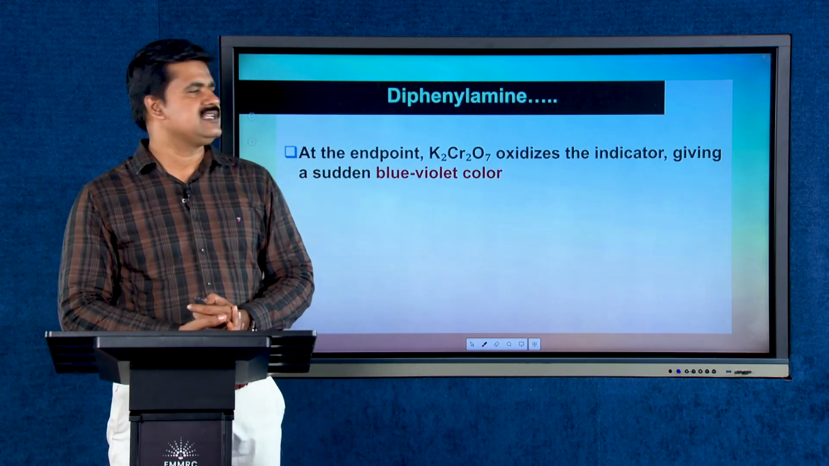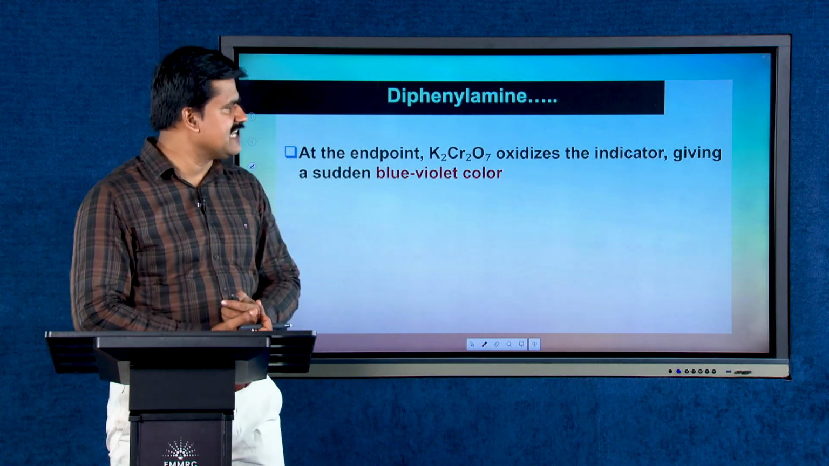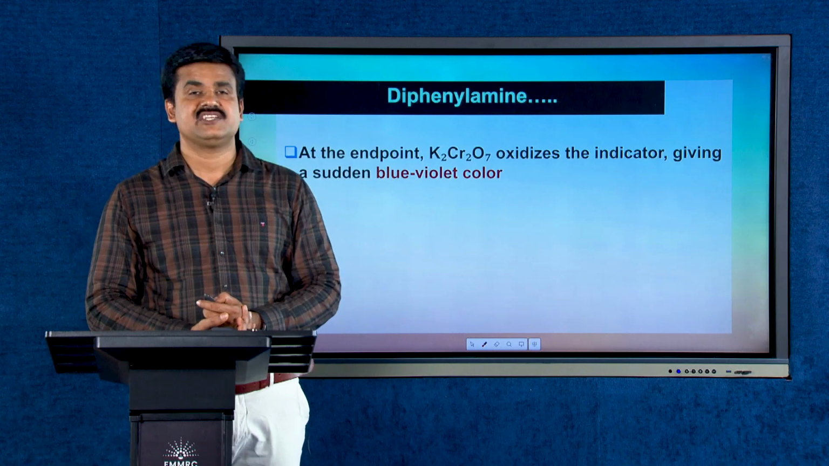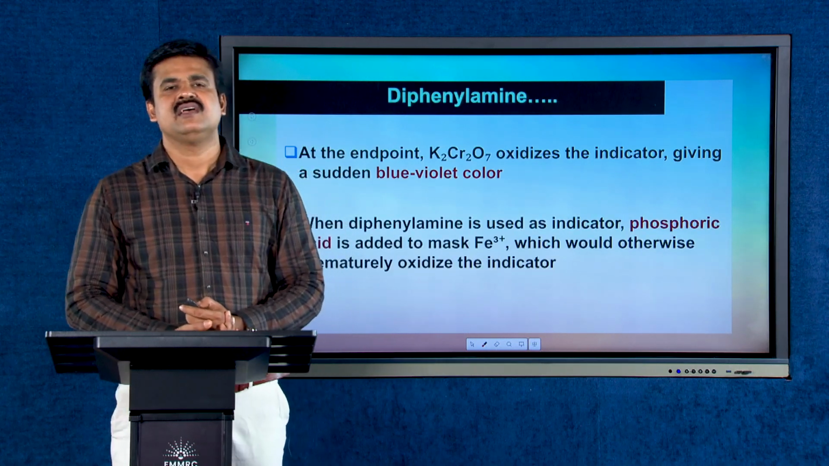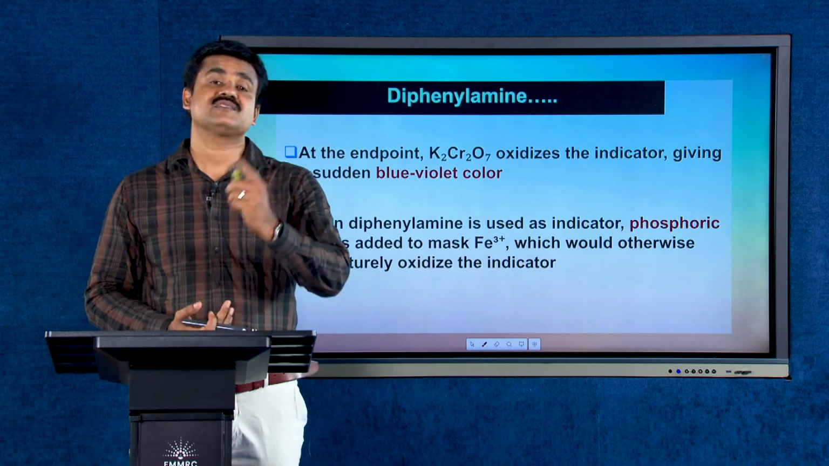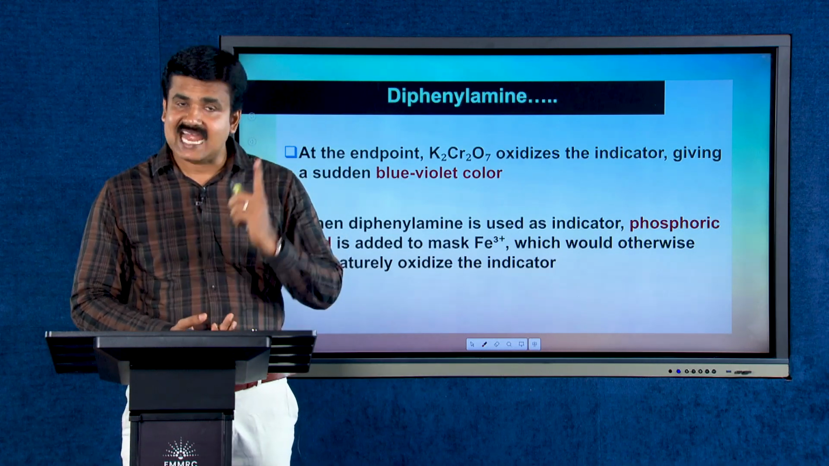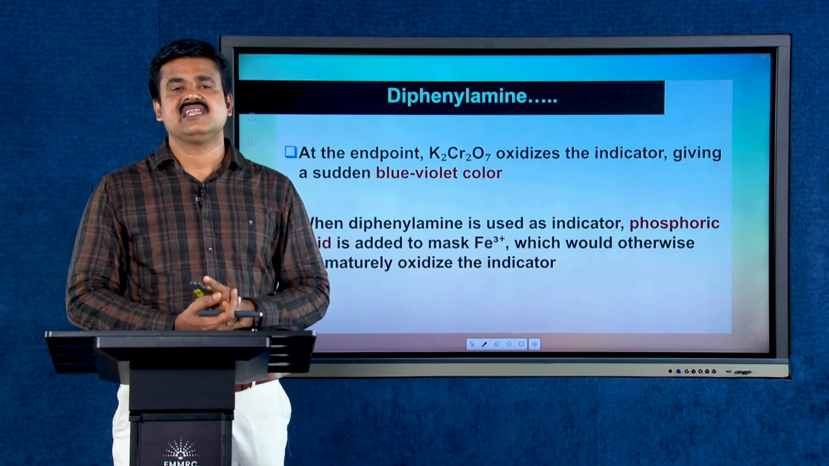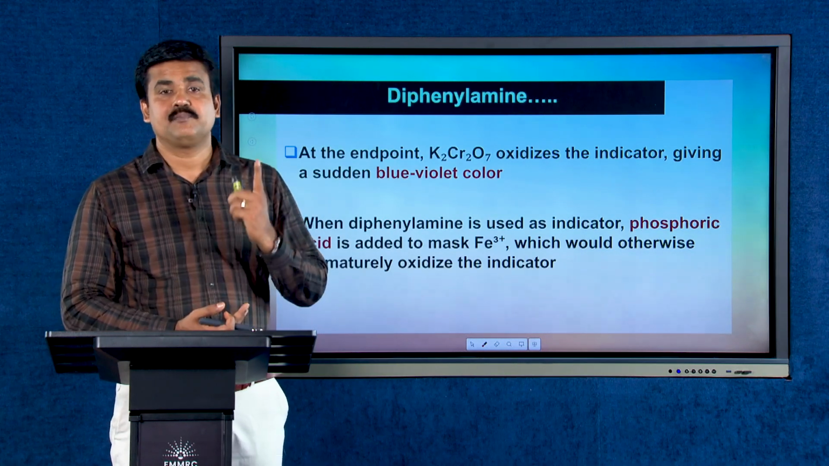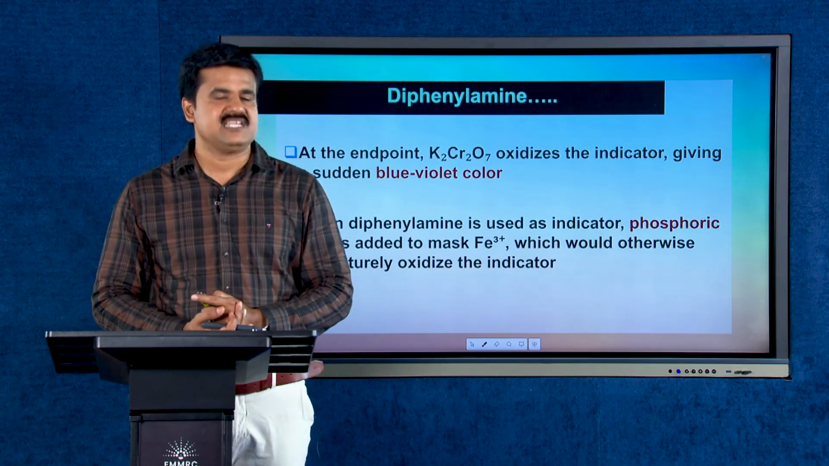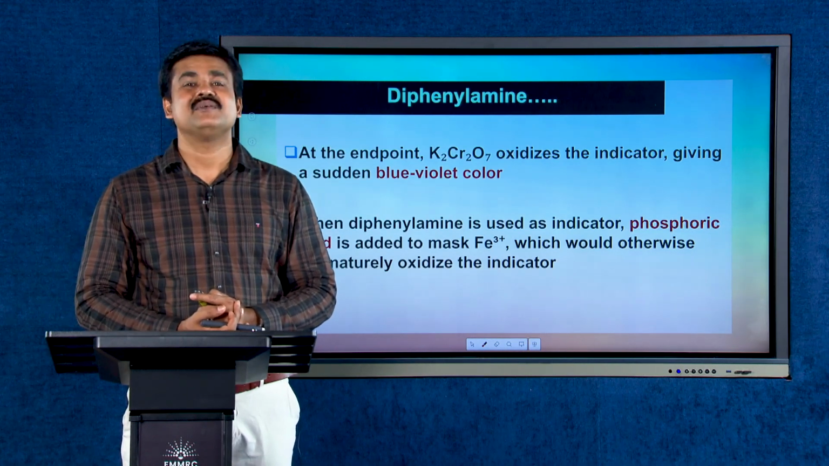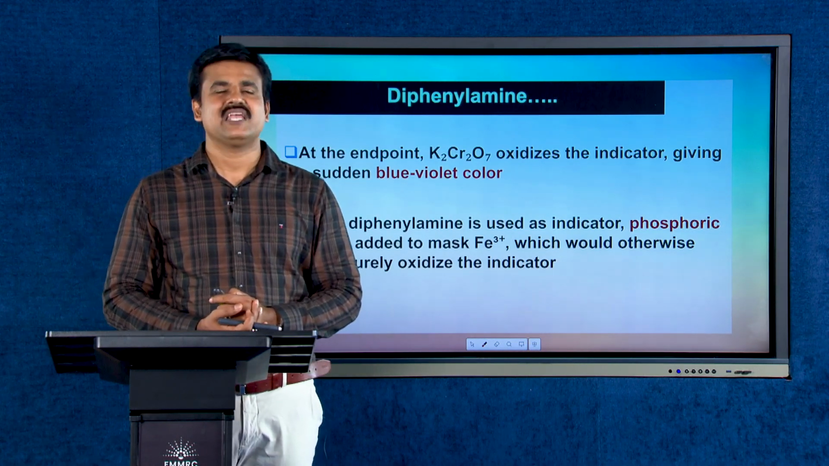At the end point, K2Cr2O7 oxidizes the indicator, giving a sudden blue-violet color. When diphenylamine is used as indicator, some amount of syrupy phosphoric acid is added. This is to mask Fe3+ ion, which would otherwise prematurely oxidize the indicator. That is, without phosphoric acid, you will get a premature equivalent point or end.